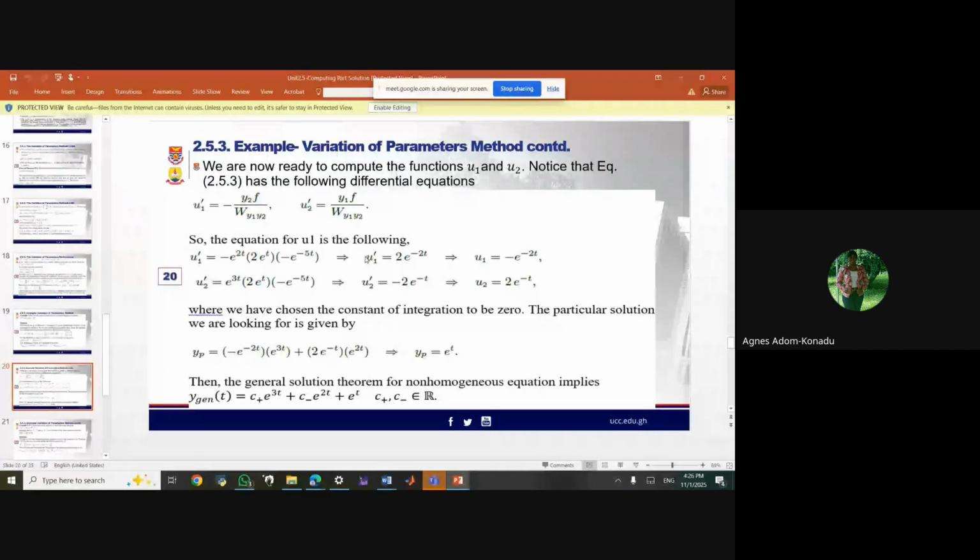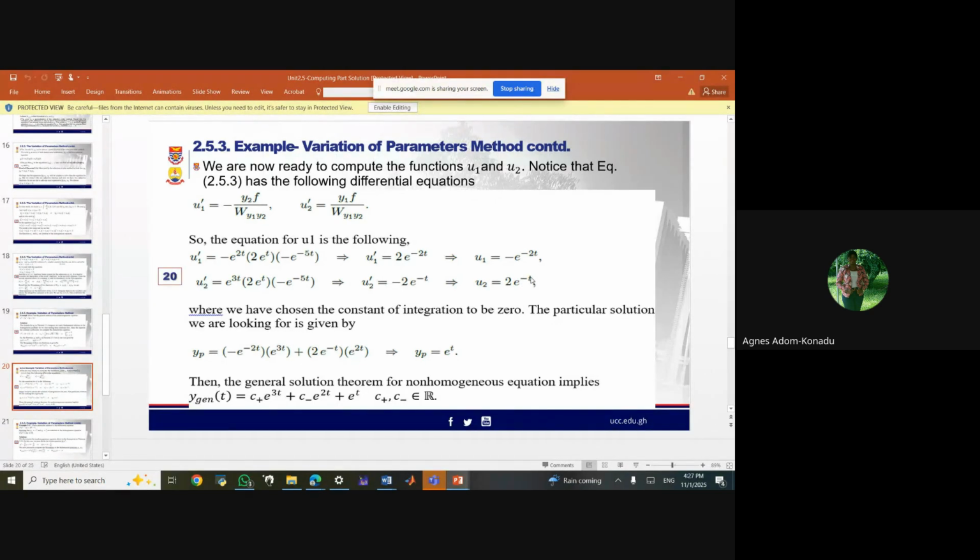Remember, I want to find u, not u prime. So I integrate this, and the integral will give me minus e to the power minus 2t. The same thing for u2. The u2 prime is y1 f over the Wronskian: y1 is e to the power 2t, my f is 2 e to the power t, and my Wronskian is this. I simplify and get minus 2 e to the power minus t. Then I integrate, and my u2 is 2 e to the power minus t.